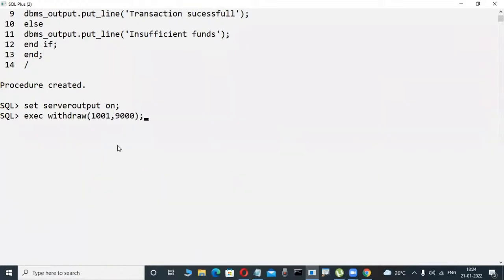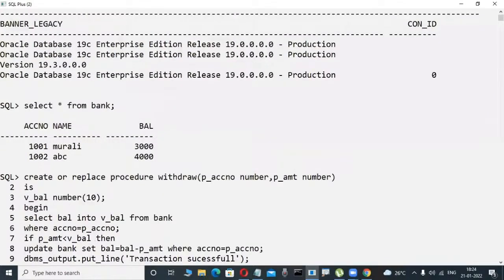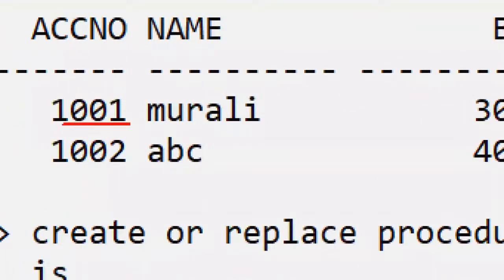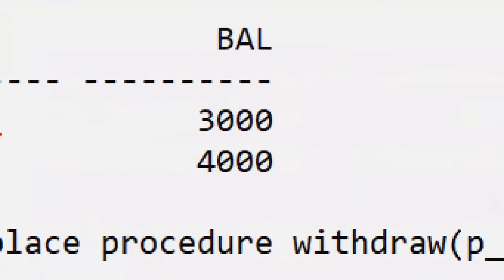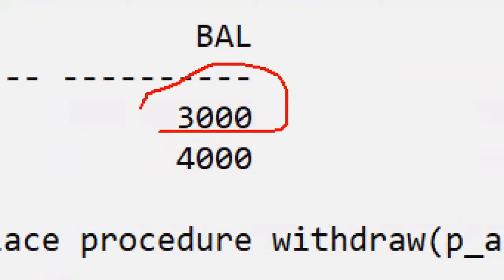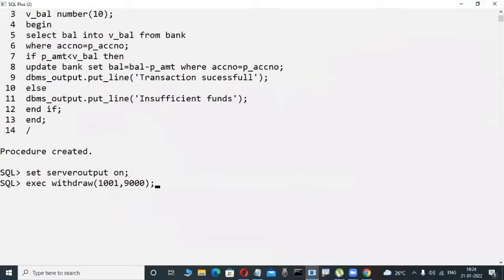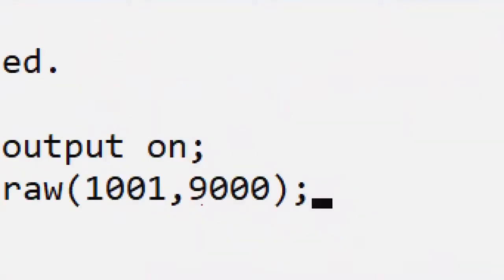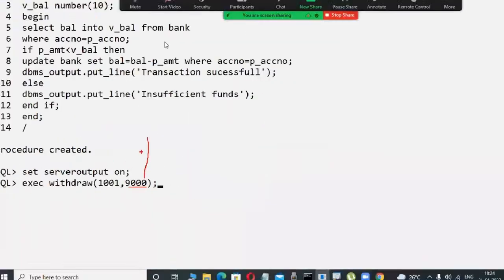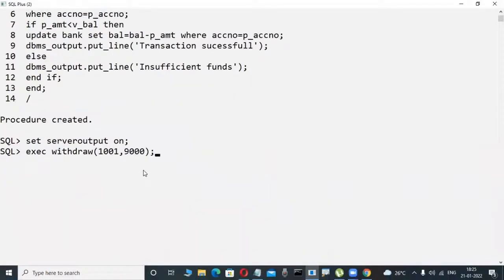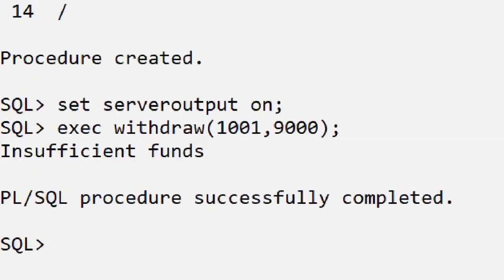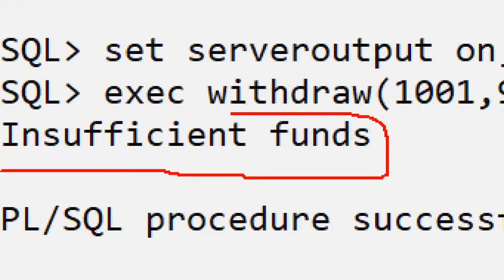Observe here, slowly observe it, the scenario and the logic. In this table, 1001 is my account number. Murali is my name. Now my balance is how much? 3,000. In my table, 3,000 is the current balance. My account number is 1001, but I try to withdraw how much? 9,000, because I'm writing this program. Withdrawing 9,000 is possible? No. So now it will give the message: insufficient funds.